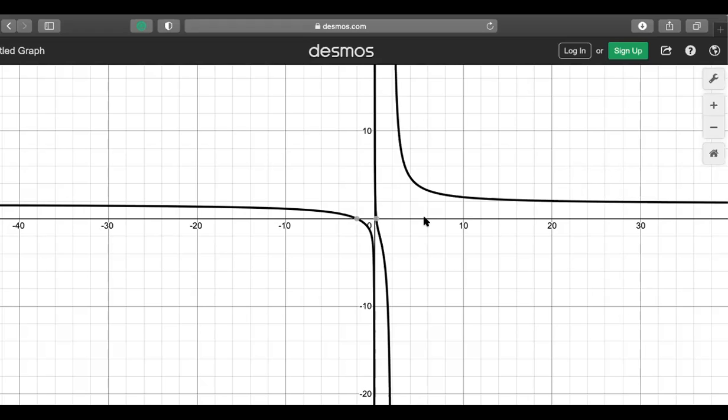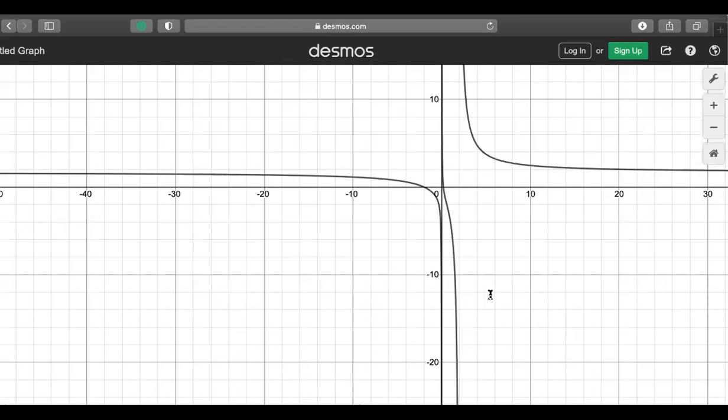And then we had another asymptote at 2. So if I click here, you can see that as we get closer and closer to 2 for the x value, the y values are going up. And the same thing here. Closer and closer to 2, the y values are going down towards negative infinity.